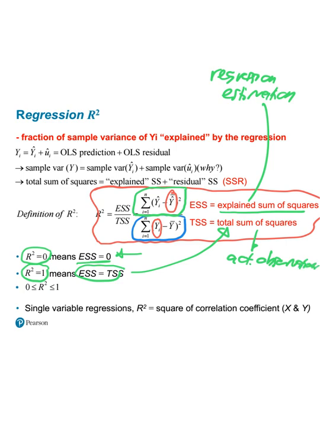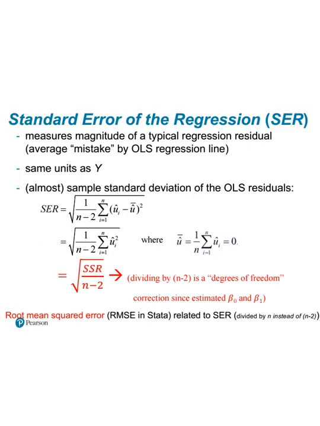and their variances. All right, turning the page to the standard error of the regression, again, think about residuals, how much we are getting things wrong by estimating our dependent variable compared to its actual observation, y. In general, the standard error of the regression, SER, is going to measure the magnitude of a typical regression residual. So the average mistake that we're making by fitting and estimating this regression line.